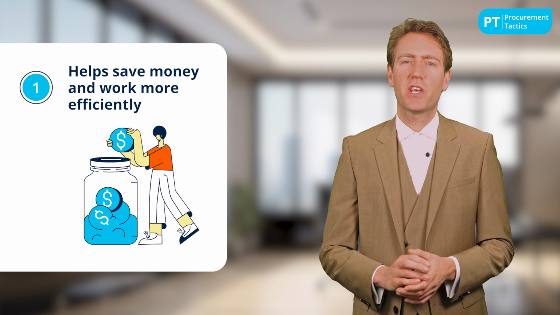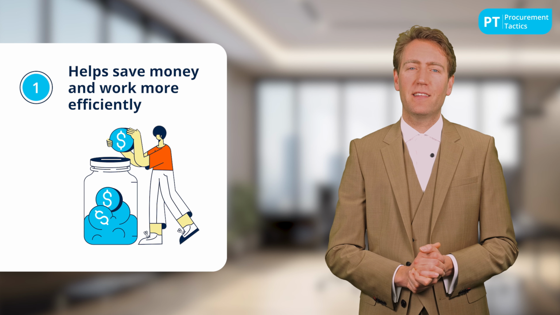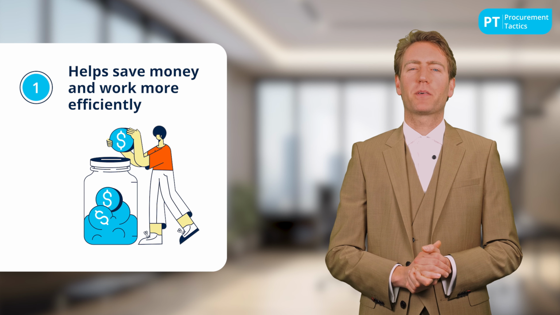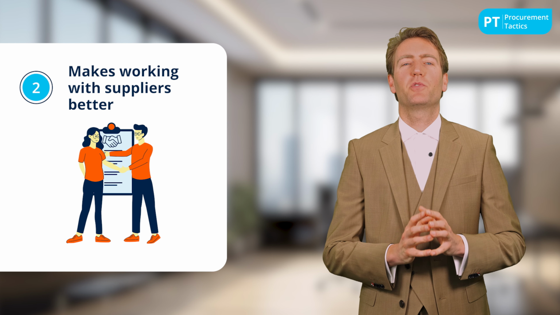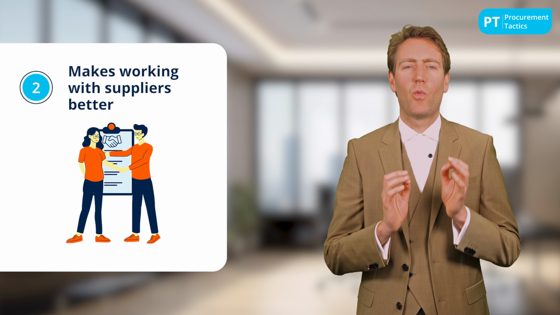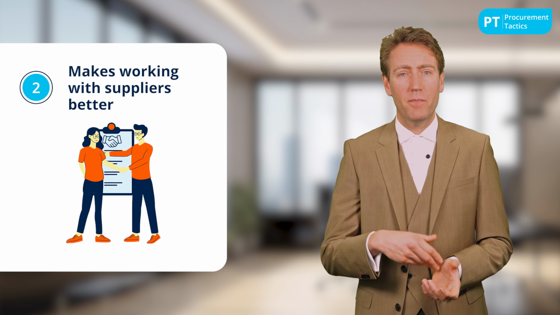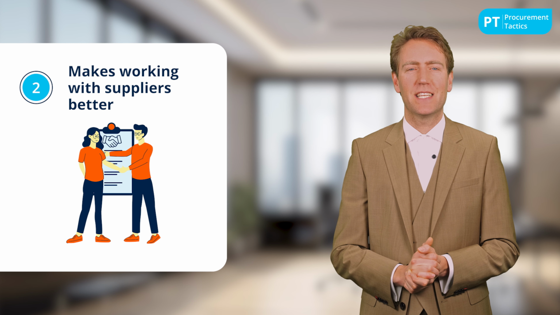By looking at the value chain, we can find out where the money is being spent and figure out ways to spend less or find better deals. This means that our company can produce things at a lower cost. It also makes working with our suppliers better. By understanding our value chain, we can pick suppliers more wisely, work closely together with them, and even involve them in creating new products. This can lead to better quality and new ideas.